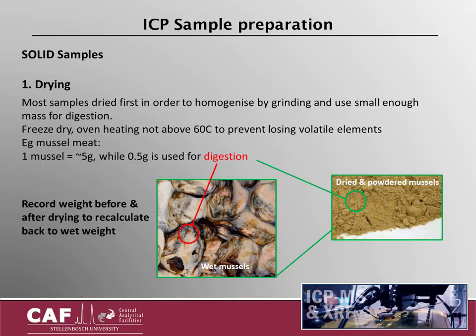It is also important when you start off with wet samples that you record the wet weight before and after drying so that you can recalculate the results back to a wet weight of sample. The most preferred way of drying your samples would be to freeze dry it, or alternatively oven heating, but not above 60 degrees, otherwise you might end up losing some of the volatile elements.